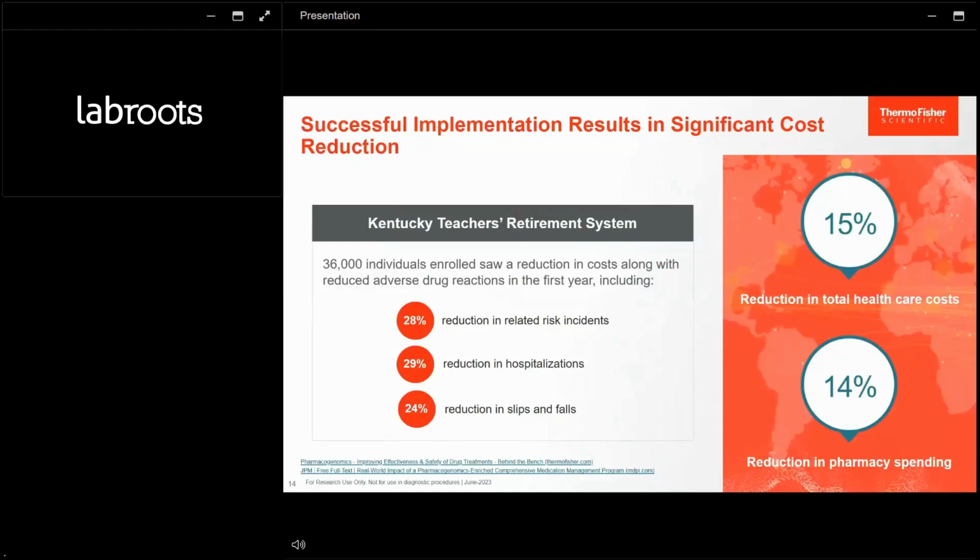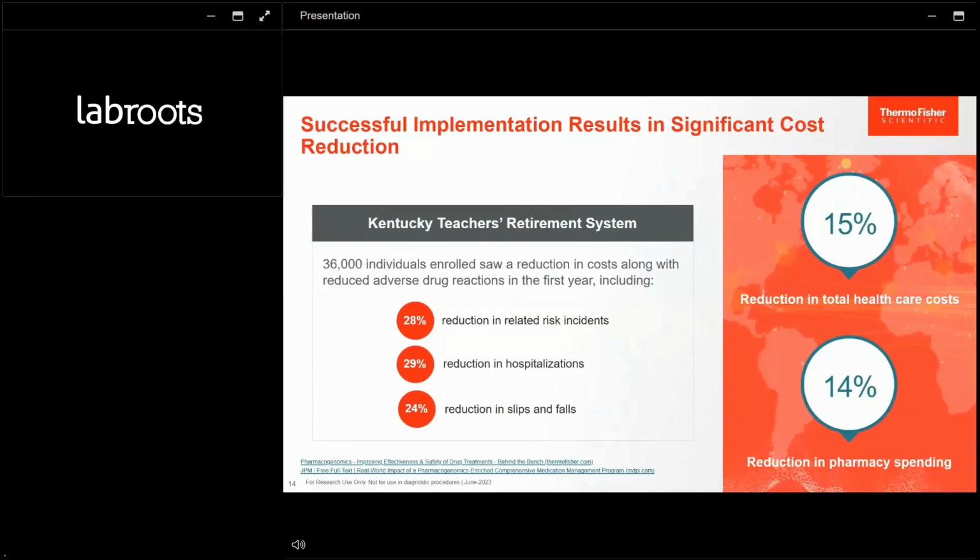and even a 25% reduction in slips and falls if people found that they were maybe more affected by a drug in, say, a debilitating way. Overall, they found there was a 15% reduction in the healthcare costs of this organization and a 14% reduction in pharmacy savings. So as a result of this program, even though it was not a universal enrollment, they were able to have a significant reduction in the costs for their members in this program.